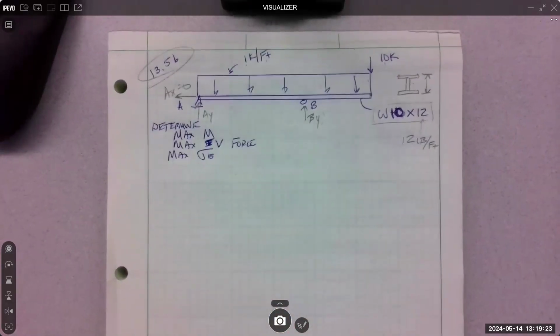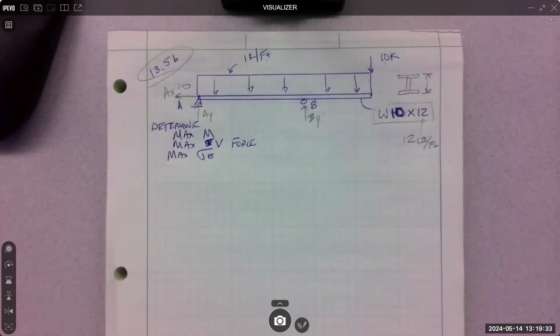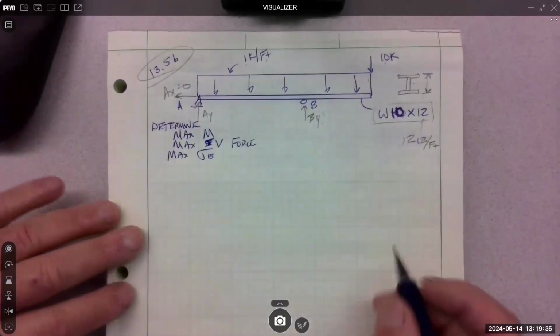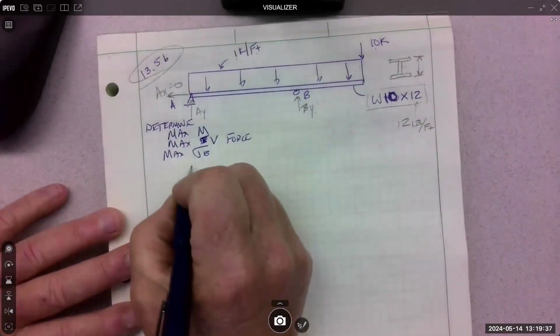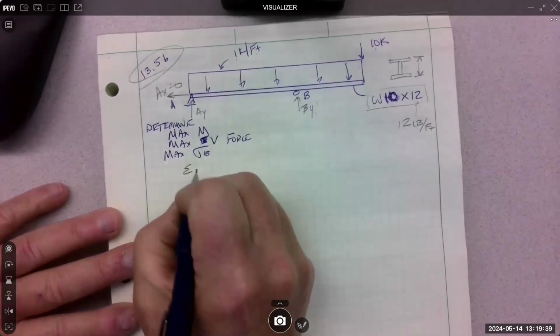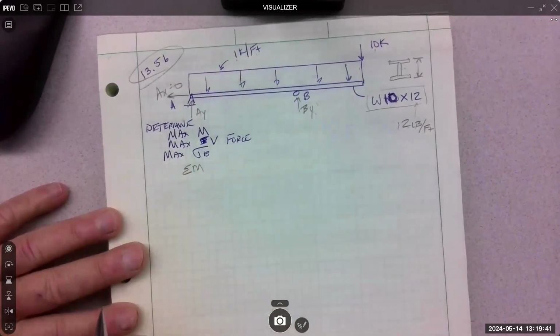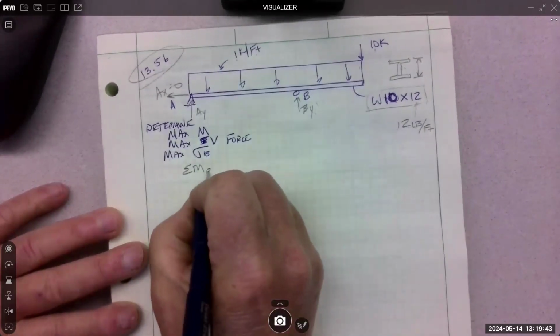All right. Let's find our reactions, because that's our first step, and that was like the homework. Reactions at A, reactions at B. Gina said do a moment. All right, let's do a moment. Where do you want to do the moment at? B.